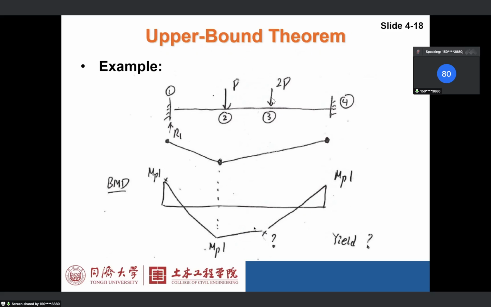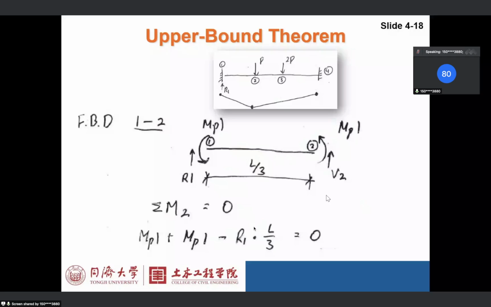So we draw a bending moment diagram based on the selected plastic hinges. This is the bending moment diagram. We have MPL here, this is a plastic hinge. And we have MPL here, this is another plastic hinge. And we have MPL at point 4. So we have MPL at 1, 2, and 4 based on our selection. What we need to determine is the bending moment at point 3, because at this point, we don't know what happens. So the next step is that we use the equilibrium condition to determine the moment at point 3.